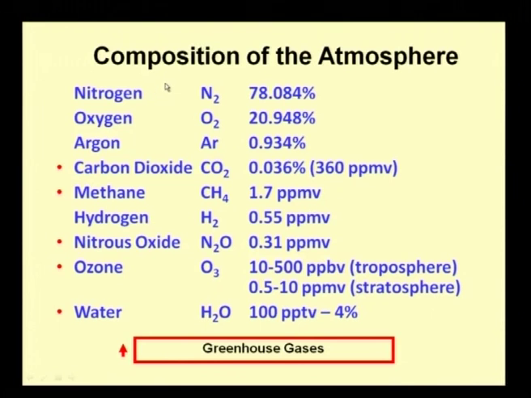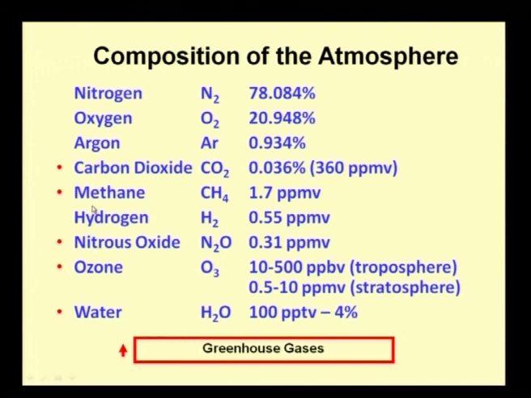And what is the composition? Nitrogen 78%, oxygen 20%, and argon 0.934%, carbon dioxide, the normal concentration, 0.036%, and methane 1.7 ppmv, hydrogen 0.55, and nitrous oxide 0.31 ppmv, and ozone 10 to 500 ppbv in the troposphere, and in the stratosphere it is 0.5 to 10 ppmv, and water 100 pptv, that is 4% water vapor.